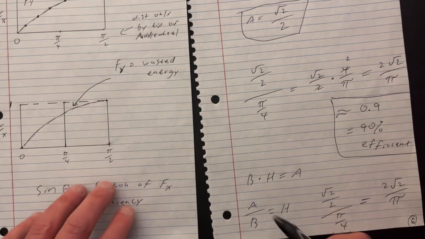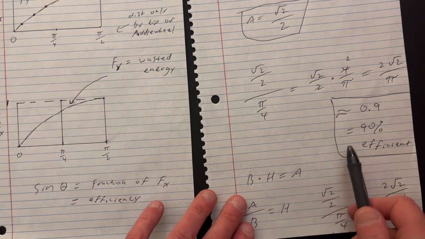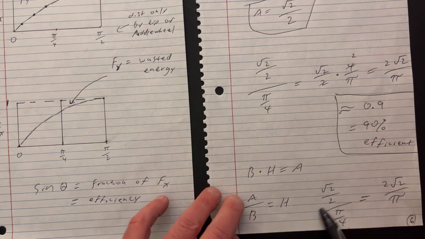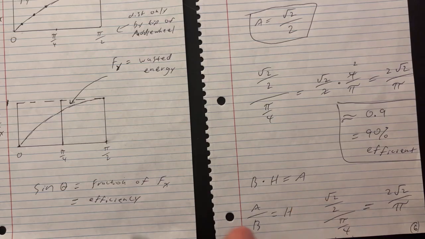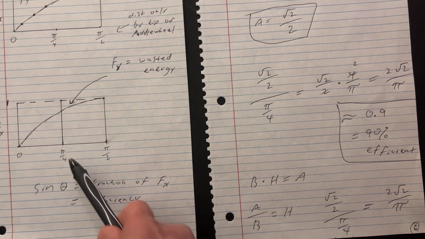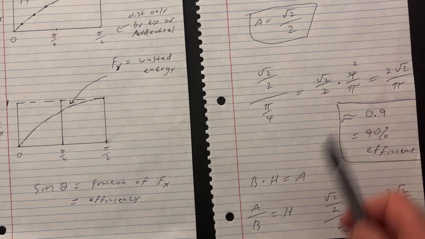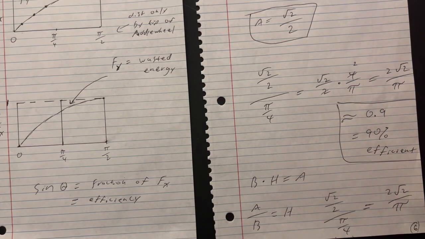We can also use the equation base times height equals area, so area over base equals height. The area is 2 square roots of 2 divided by pi. The base equals pi over 4, between pi over 4 and pi over 2. And we get the same answer, 2 square roots of 2 divided by pi, which again is 90% efficiency by raising the paddle wheel up out of the water so that the paddles contact the water at about 45 degrees. Or I guess I should say at 45 degrees.